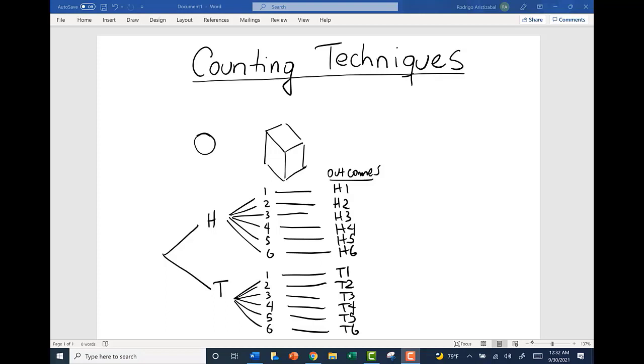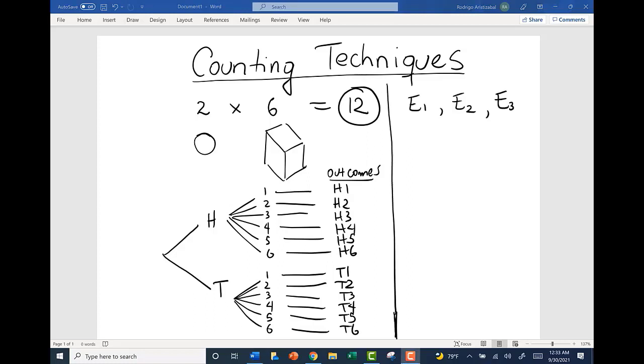The fundamental counting rule states that if we have 2 events that occur in sequence, if the first event occurs in 2 different ways and the second event can occur in 6 different ways, the number of ways that these 2 events can occur simultaneously is given by 2 times 6 equal 12 different ways. That is the fundamental counting rule.